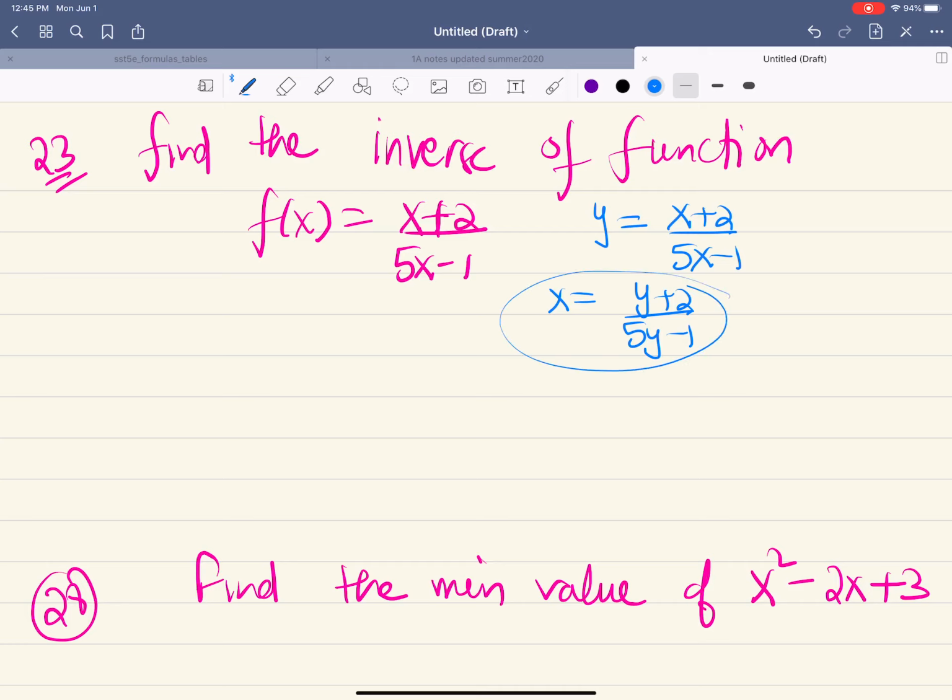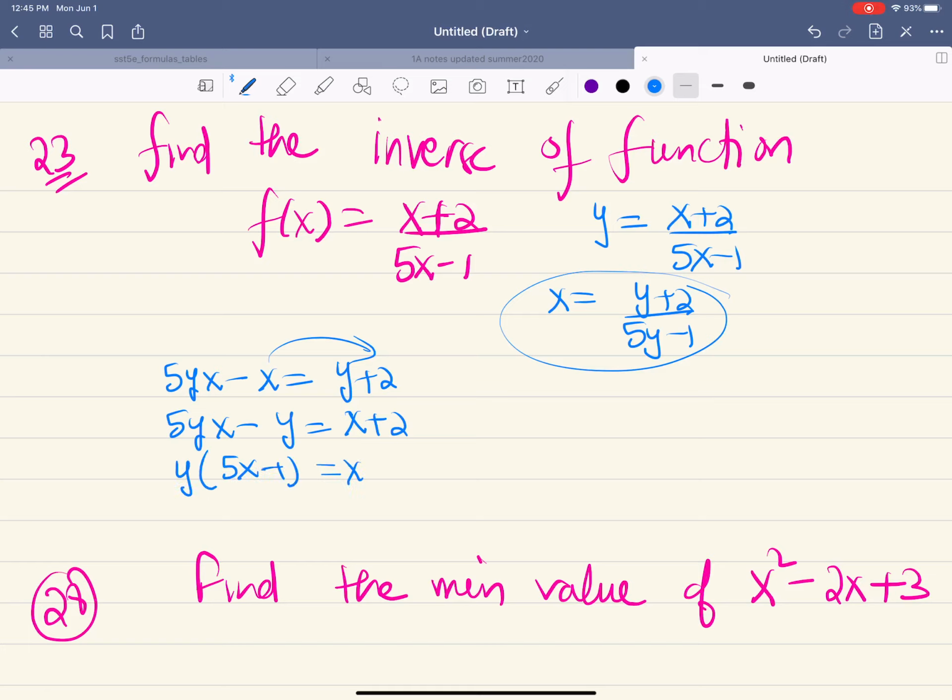Okay, so I need to solve this for y. I'm going to cross multiply. 5yx minus x is equal to y plus 2. Combine the terms with the y, and the other side can be x plus 2. I'm taking the x to the other side. If I pull out a y, I have 5x minus 1 times y equals x plus 2. y turns out to be x plus 2 divided by 5x minus 1, which is my f inverse. So I can say f inverse of x is equal to x plus 2 over 5x minus 1. Okay, and that's the end of this problem.